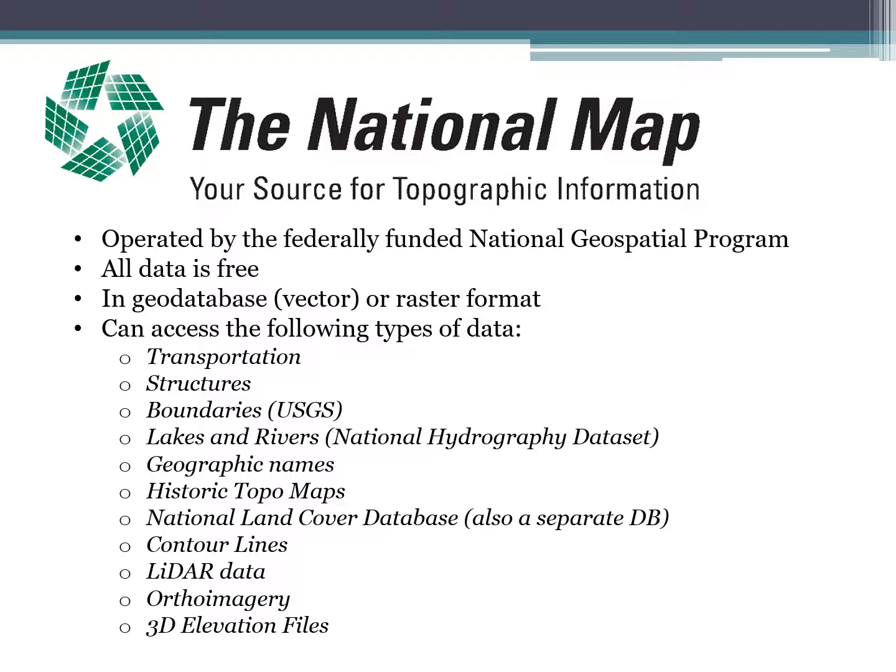The different types of data you can access are about transportation, structures, boundaries, lakes and rivers, also known as hydrography, geographic names, and historic topo maps. The National Land Cover Database, which I mentioned before, is actually separate, but it's linked to the National Map. There are also contour lines, LiDAR data, orthoimagery, and 3D elevation files. Now some of this might sound a little more advanced, and it is, but you do have access to it, and over time you'll learn how to use these different types of data sets.